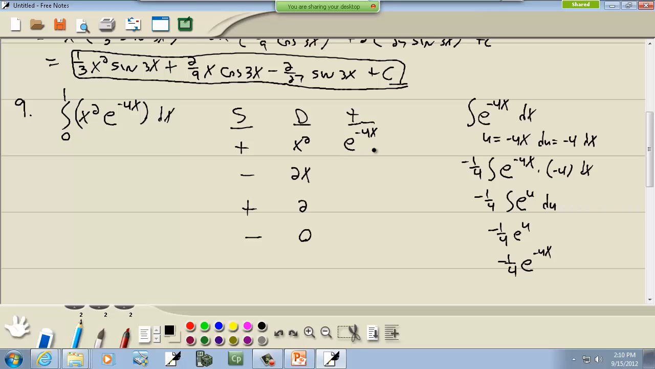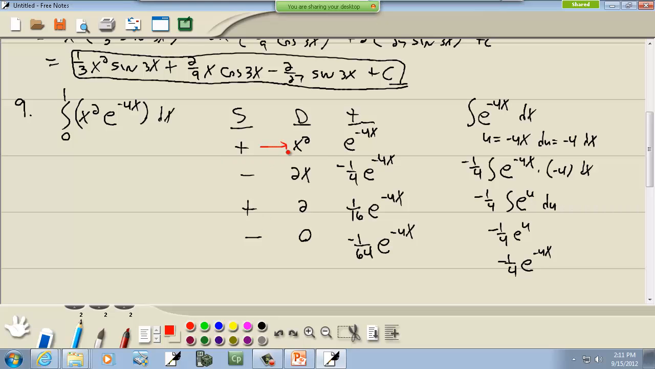Now look, here we had e to the negative 4x. We still have an e to the negative 4x, but we basically put a negative 1/4 out in front. That's what that u substitution does. So this would become negative 1/4 e to the negative 4x. Now when we take the integral of that again we'll put a negative 1/4 out in front. Negative 1/4 times negative 1/4 gives us 1/16 e to the negative 4x. And again, that would put another negative 1/4 out in front, which would give us negative 1 over 64 e to the negative 4x.